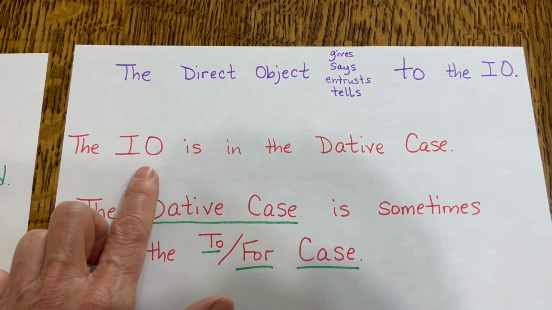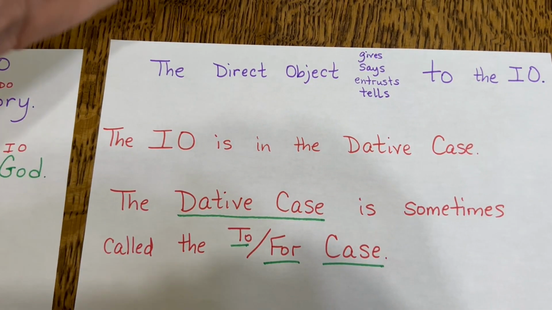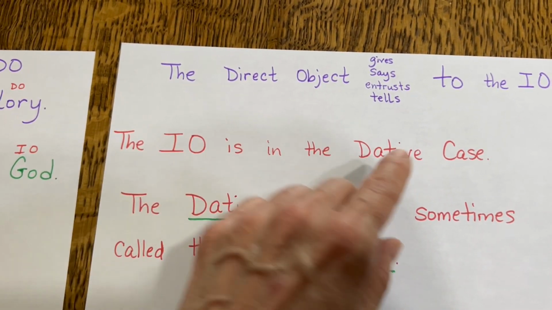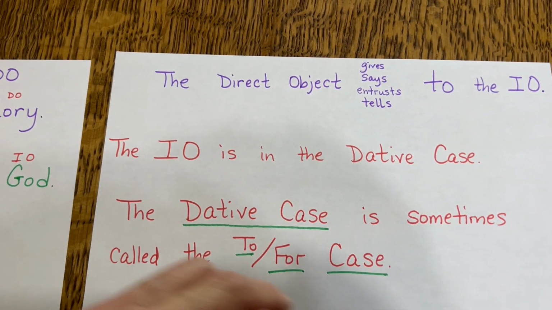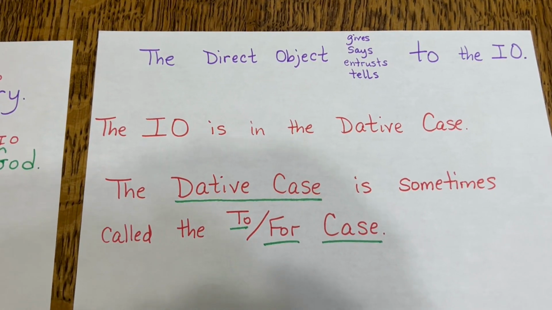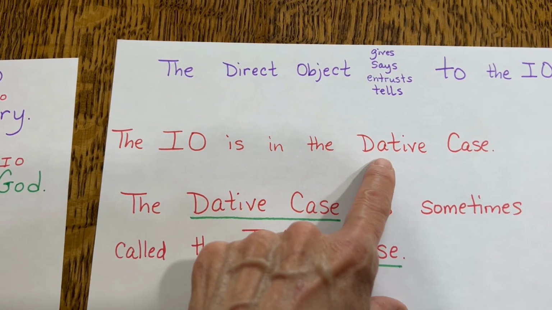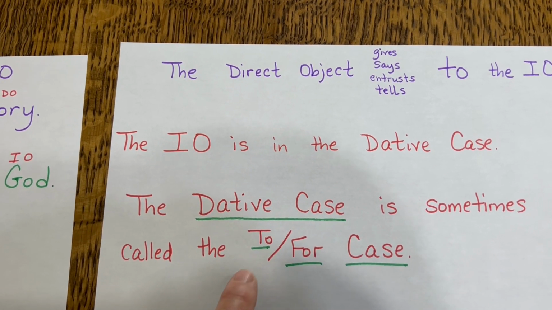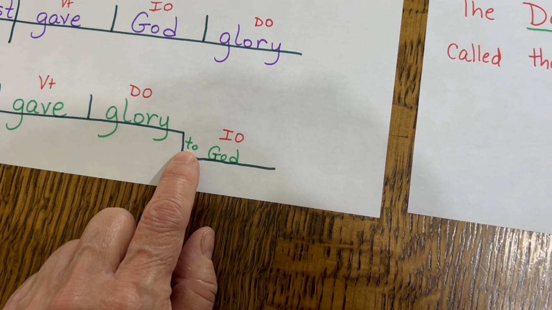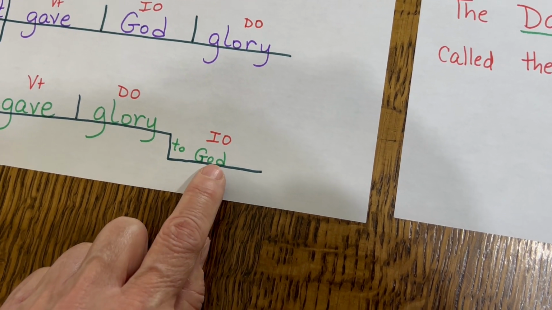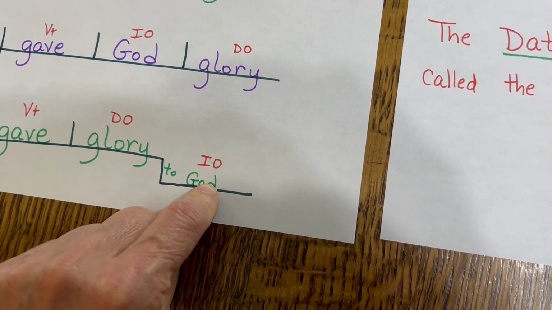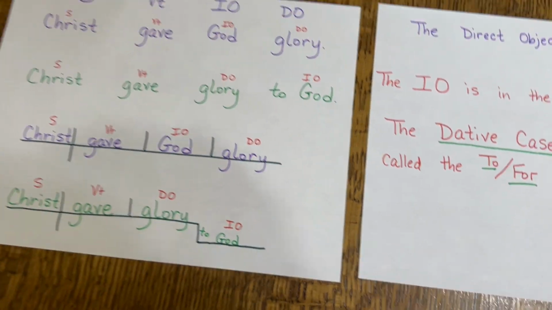The indirect object is in the dative case. Nominative, subject; genitive, possessive; dative, indirect object; accusative, direct object; ablative, object of the preposition. But the IO is in the dative case. The dative case is sometimes called the to or for case because it's always going to mean to or for this indirect object. The direct object is giving something to or for the indirect object.